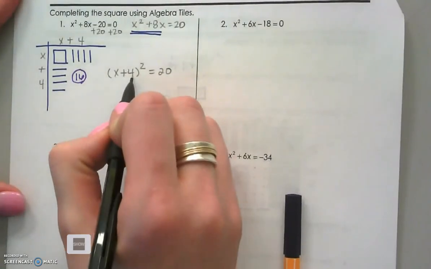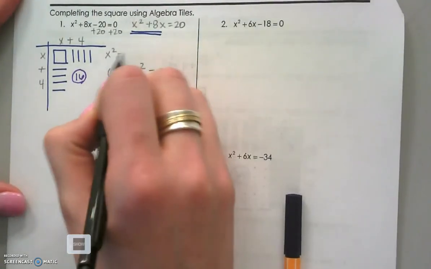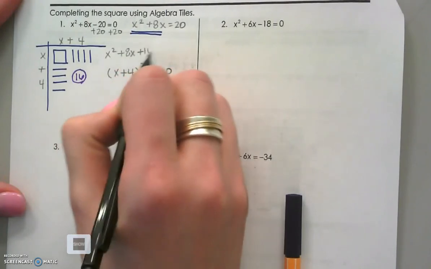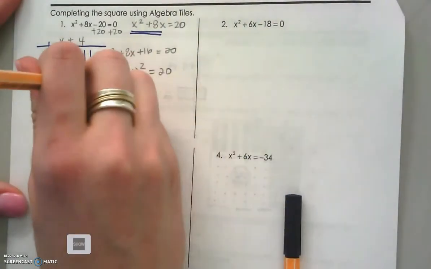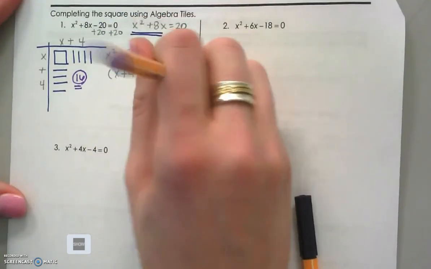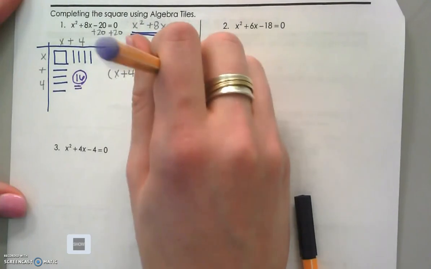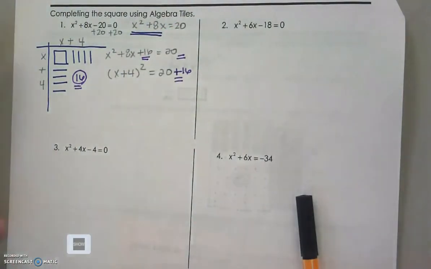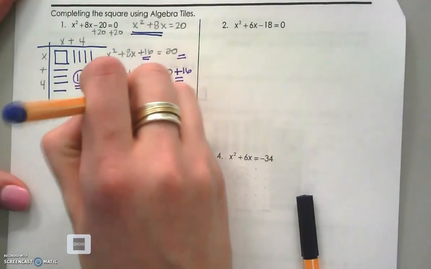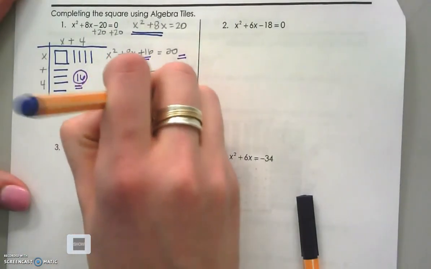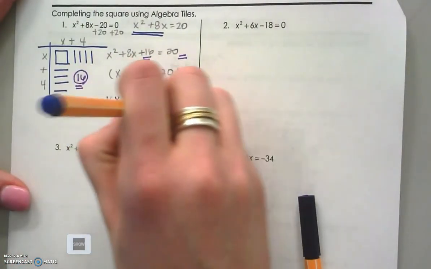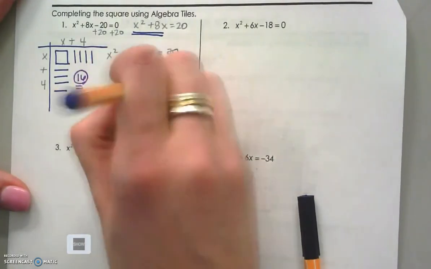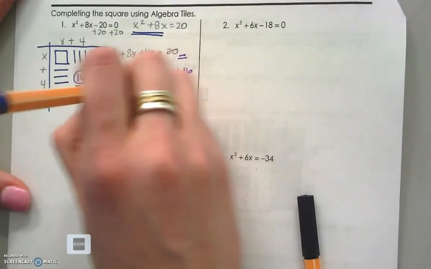Remember, this x plus 4 squared is really x squared plus 8x plus 16 equals 20. Because we added 16 here, we added 16 here, so I'm missing the plus 16. So my final answer, the true answer that models this, is x plus 4 squared equals 36. And for today's lesson, this is just where we're going to stop. We have completed the square. We can stop.